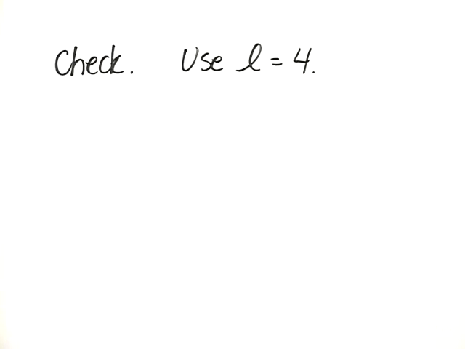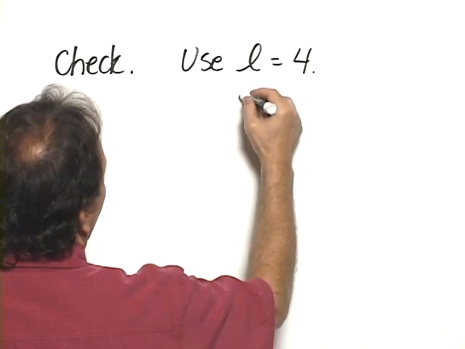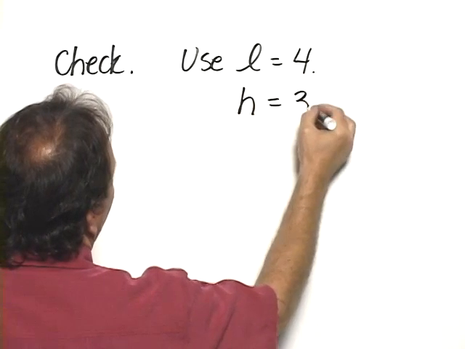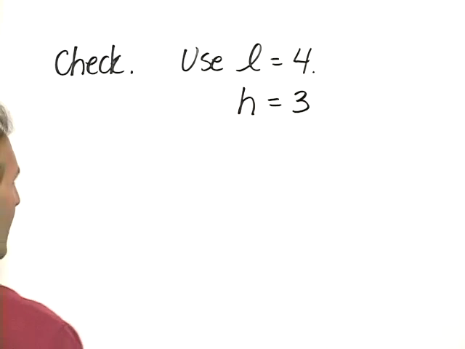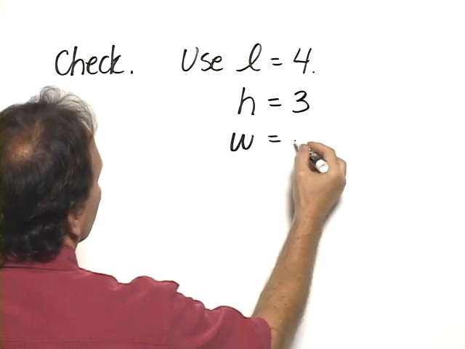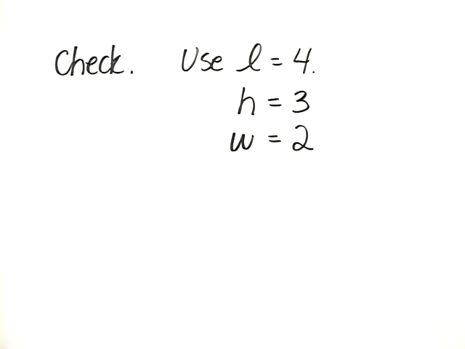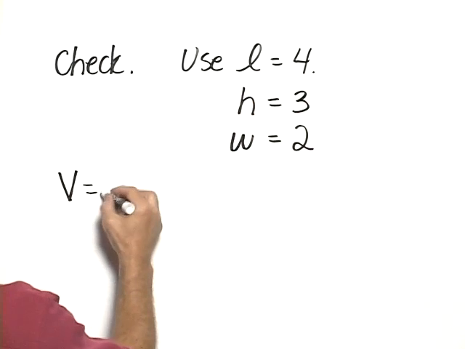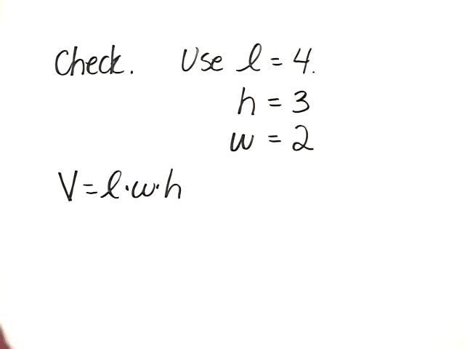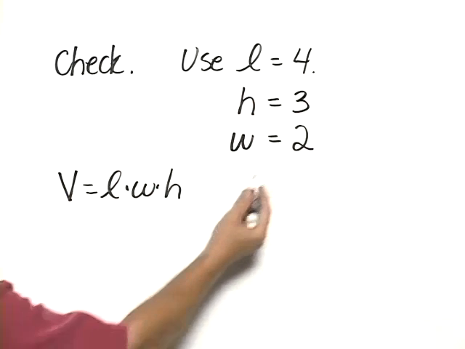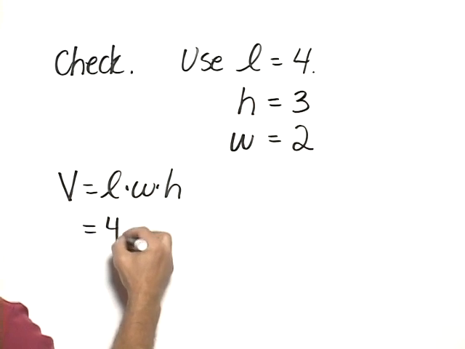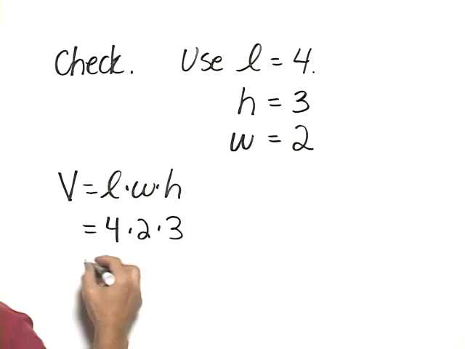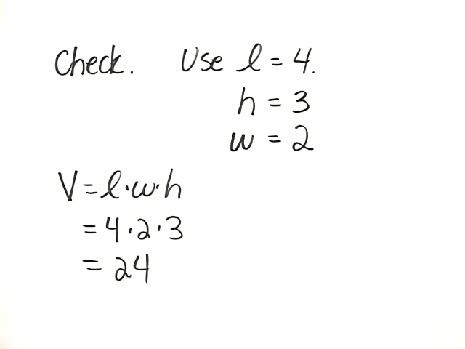But let's remember that if L is 4, the height is 1 less than that, so it's 3, and the width is 2 less than that, which makes it 2. We have 2 formulas for the volume. We have volume is L times W times H. We substitute these numbers. We would have 4 times 2 times 3, which is 24.